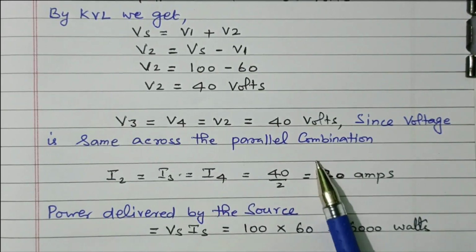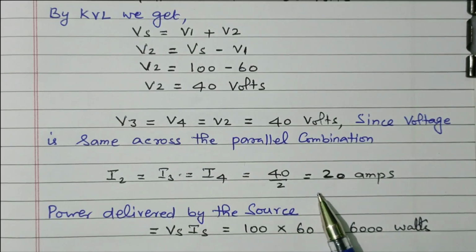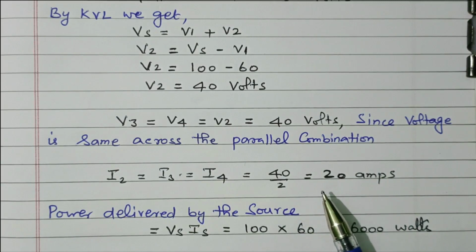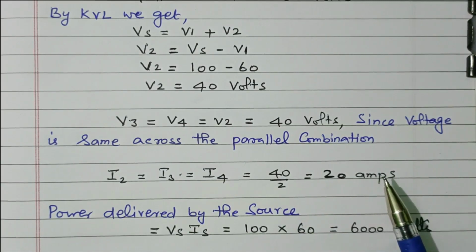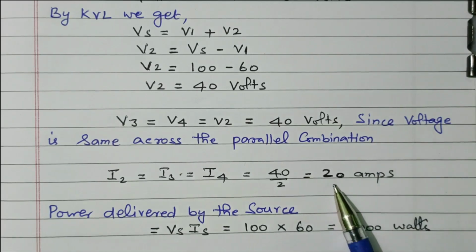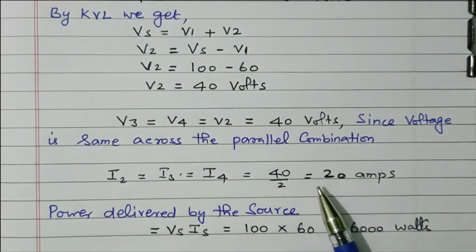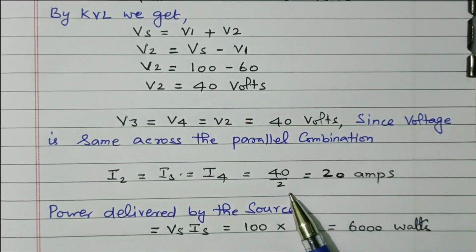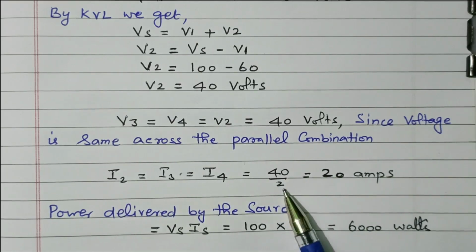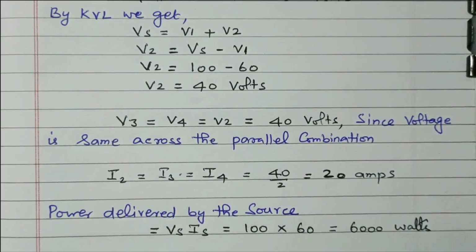So there are 3 resistors available, so the current is equally divided: 20, 20, 20. The current through R2 is 20 ampere, R3 is 20 ampere and R4 is 20 ampere. The 60 ampere is equally divided by 3, so 20 ampere. That is another calculation. Otherwise, I equals V by R. The I2 is V2 by R2, 40 by 2, 20 ampere.